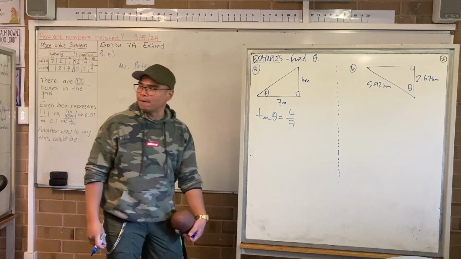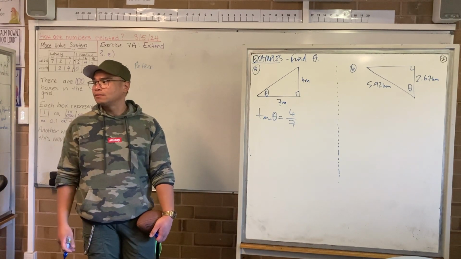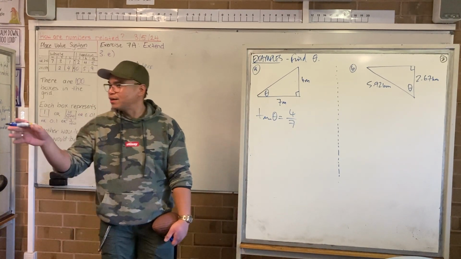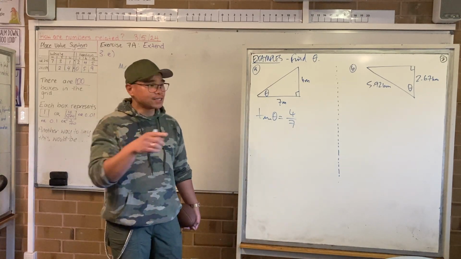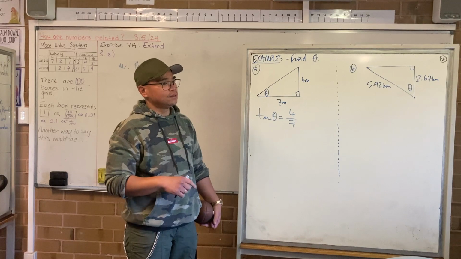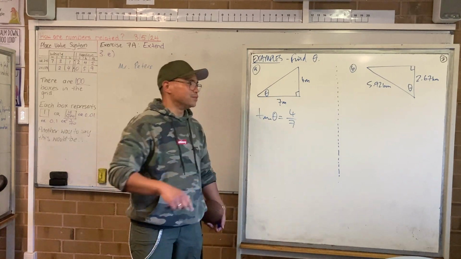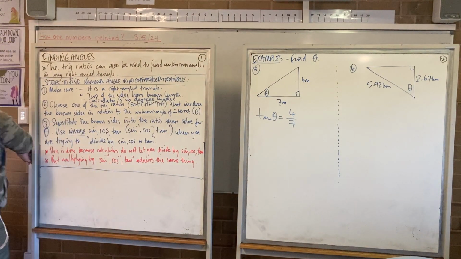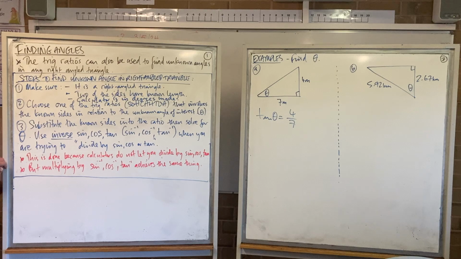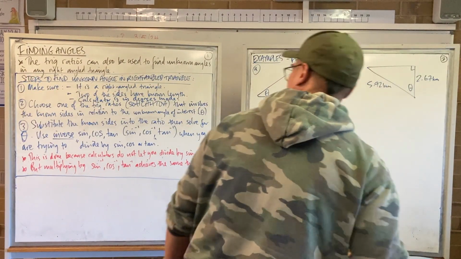Keep going. What do you do now? Then you have to times both sides by 7. That's right, but he doesn't know what to do next. Yes? Tangent to the power of -1. Okay, you know. You're not from this country, that's fine. You have a more advanced education system over there.